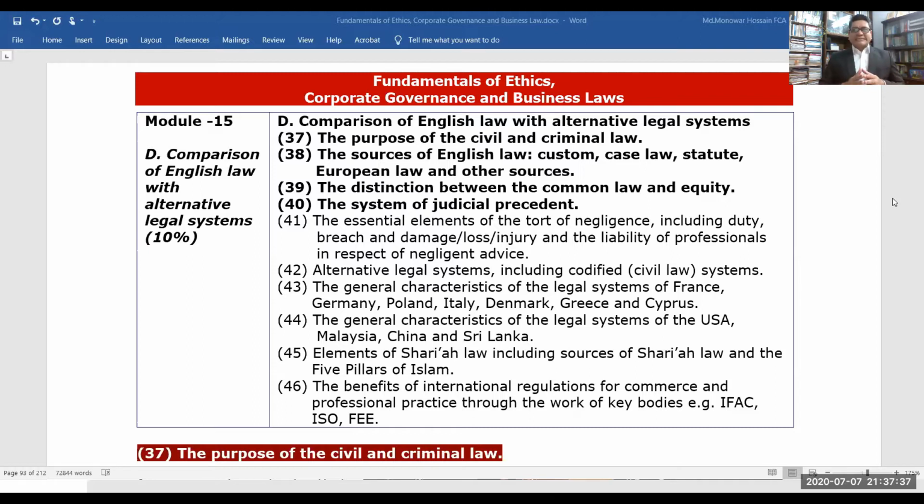Today we will discuss the purpose of civil and criminal law, the sources of English law: customs, case law, statute, European law, and other sources, the distinction between the common law and equity, and the system of judicial precedent.